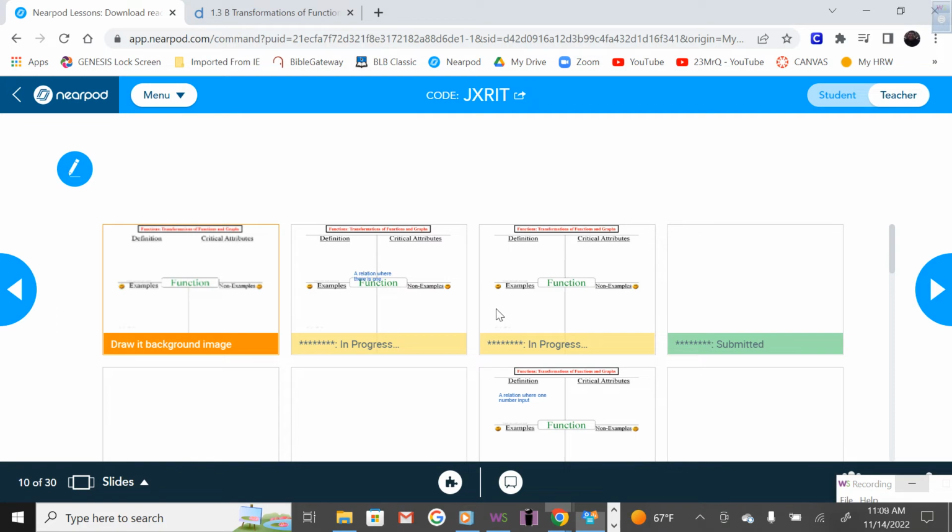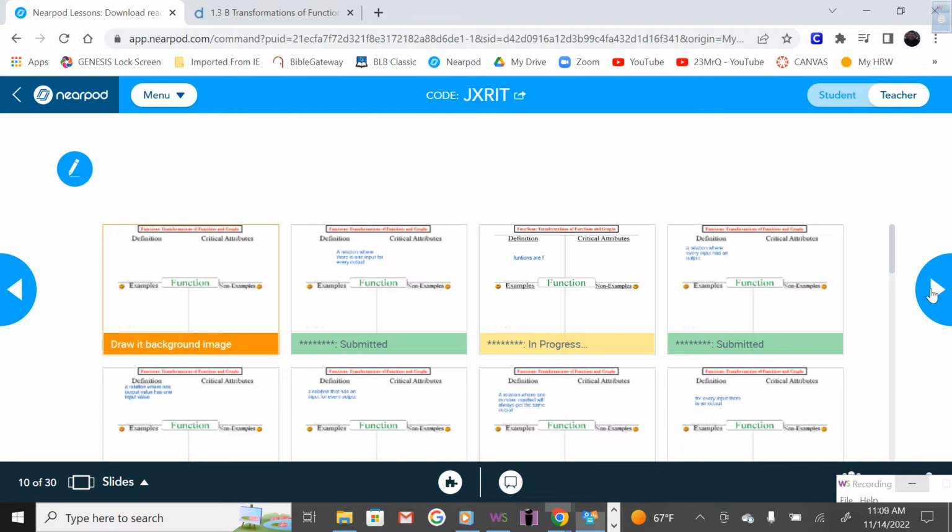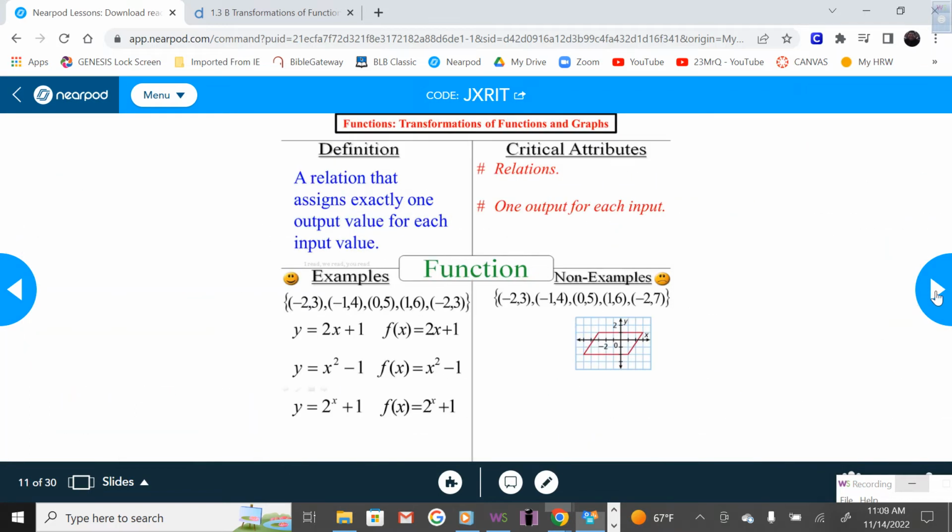Ten, 9, 8, 7, 6, 5, 4, 3, 2, 1. Time. All right, look at your screen. You should have written relation somewhere. Yes? And of course, 1-to-1. For every input, there's exactly, keyword exactly, 1 output. Okay? And there's the one that you filled out before.